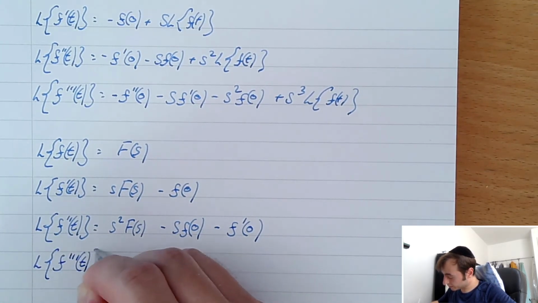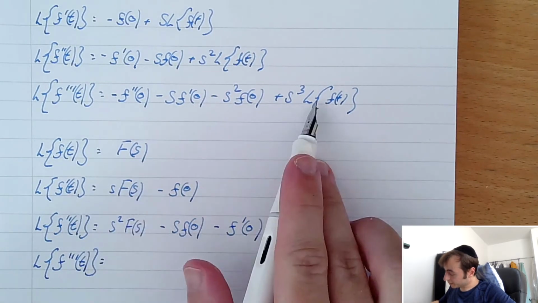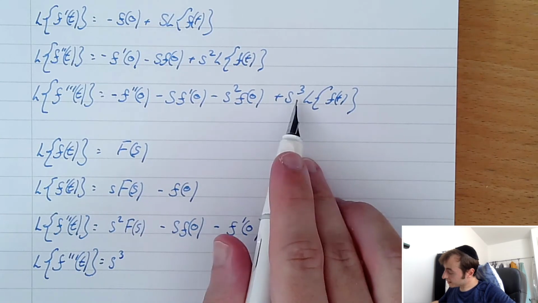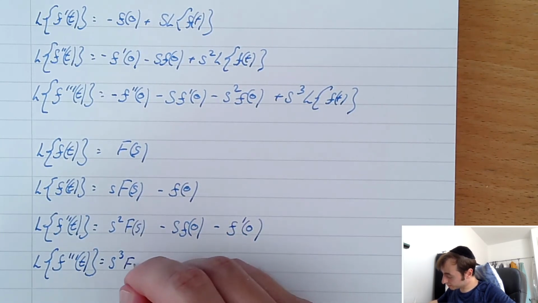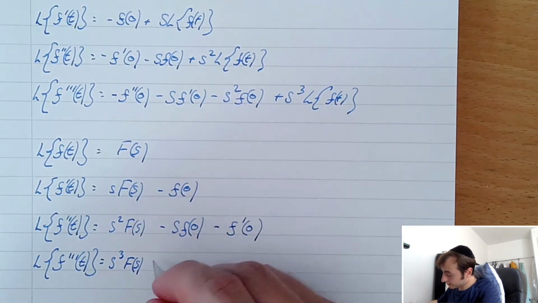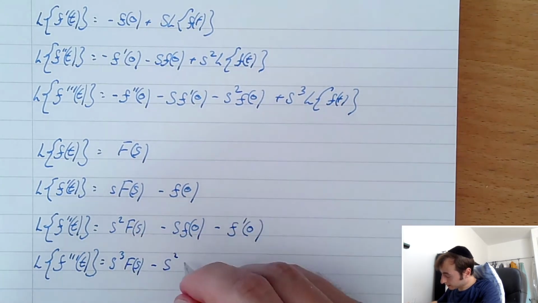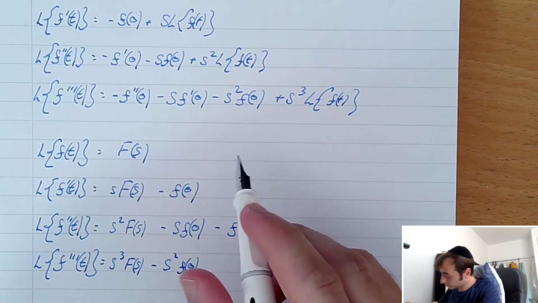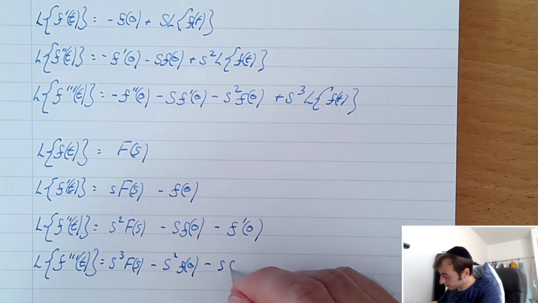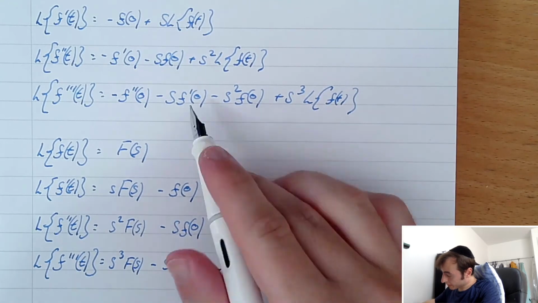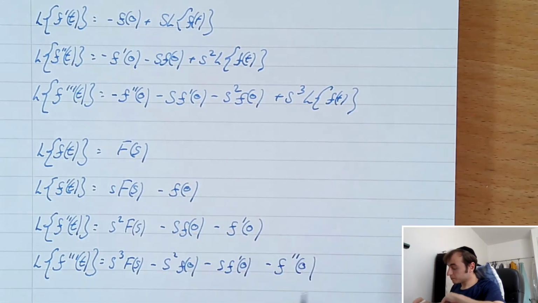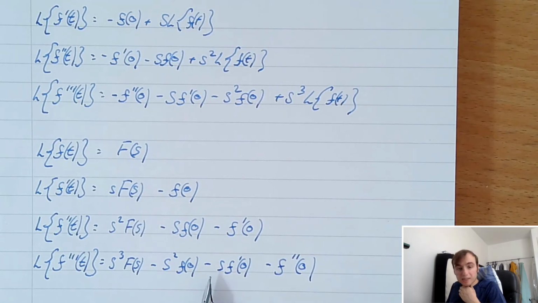t equals s cubed. See that? The s cubed F of s minus s squared f naught minus s f prime naught minus f double prime naught. So we can see what's starting to happen here.